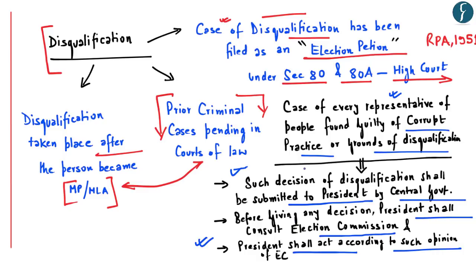So these are the different aspects with respect to disqualification. Now coming to the remedy. Either the person who has been disqualified can appeal to the Election Commission, as we saw in the case of the Chief Minister of Sikkim, or if the decision has been given through an election petition or through any prior criminal case by the High Court or the Supreme Court, then with respect to a decision of the High Court, the appeal shall lie to the Supreme Court.